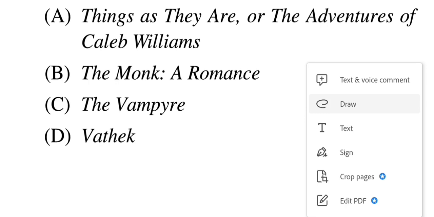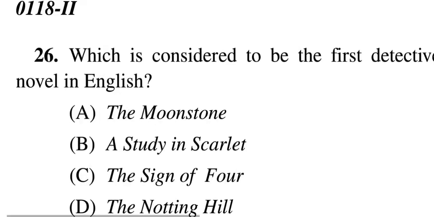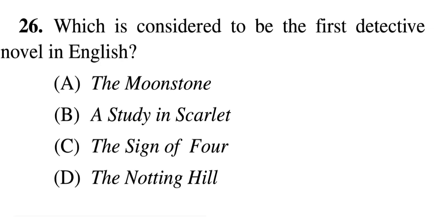Let's move on to the next question. It says, which is considered to be the first detective novel in English? You also have to know the history of the English novel, history of English poetry, history of English plays. If you are conscious about that, then you can solve the question easily. The options: The Moonstone, A Study in Scarlet, The Sign of Four, The Notting Hill. Question 26. The correct answer will be A, that is The Moonstone.